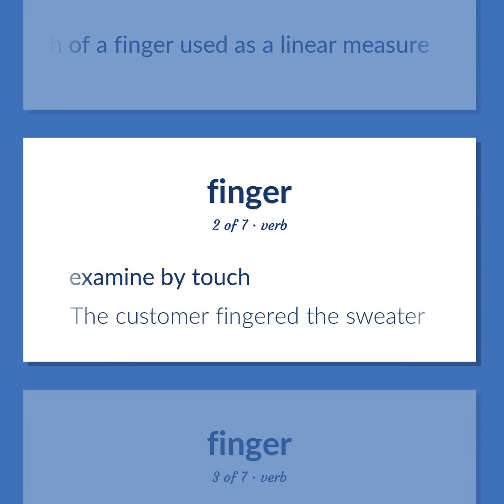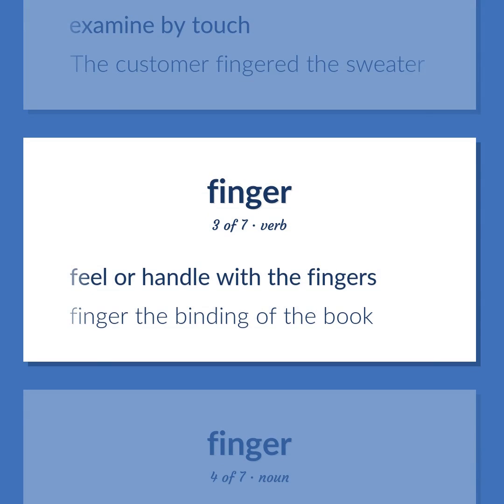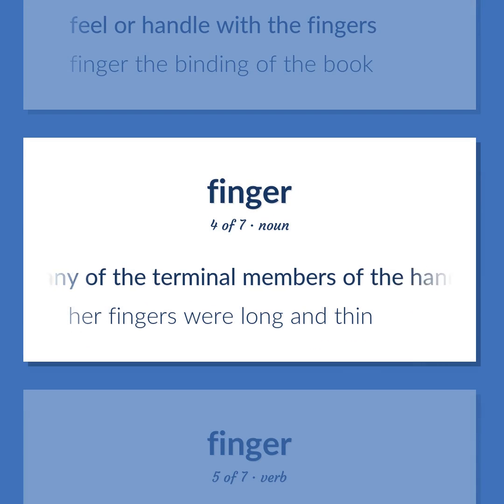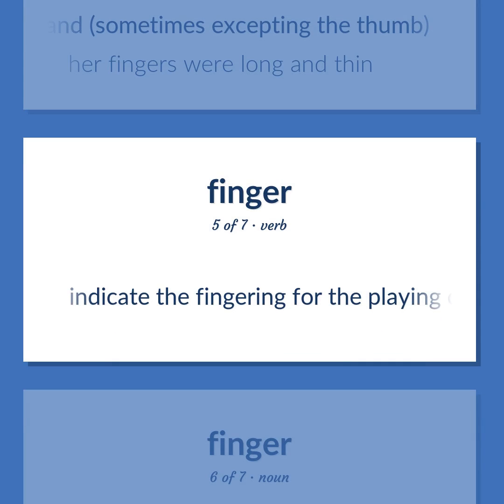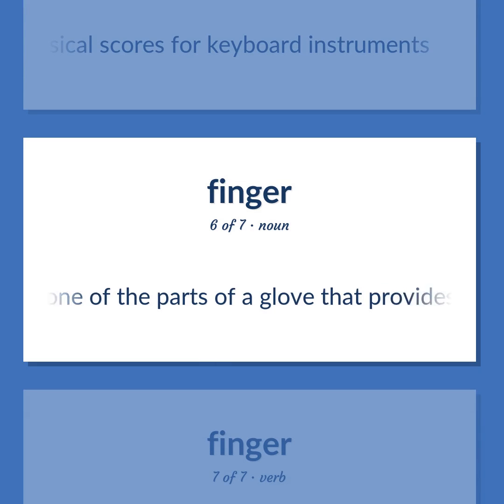Examine by touch. The customer fingered the sweater. Feel or handle with the fingers. Finger the binding of the book. Any of the terminal members of the hand, sometimes excepting the thumb. Her fingers were long and thin. Indicate the fingering for the playing of musical scores for keyboard instruments. One of the parts of a glove that provides covering for a finger or thumb.